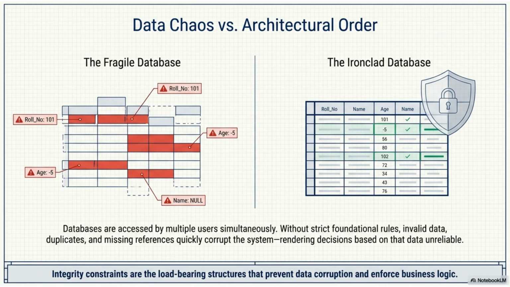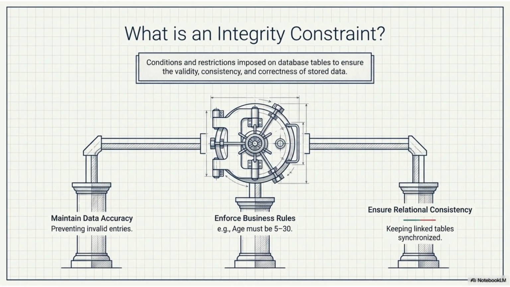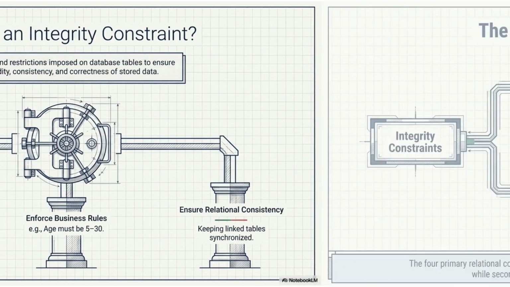Integrity constraints are the structures that prevent data corruption and enforce business logic, leading to an ironclad database. An integrity constraint is a condition or restriction imposed on database tables. These constraints maintain data accuracy, enforce business rules, and ensure relational consistency by keeping linked tables synchronized.